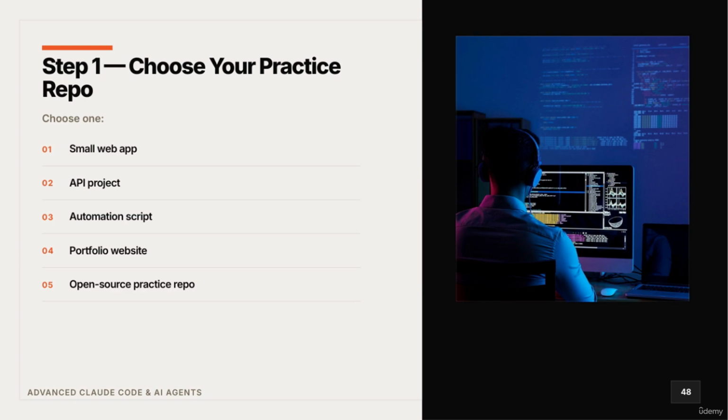Another choice is creating an automation script, which helps you automate repetitive tasks and improve your scripting abilities. You could also develop a portfolio website, which not only hones your web development skills, but also serves as a personal showcase of your work. Lastly, you might want to contribute to or build an open source practice repo, which gives you real world experience collaborating with others. Each option offers unique learning opportunities, so choose the one that best aligns with your goals and the skills you want to develop.